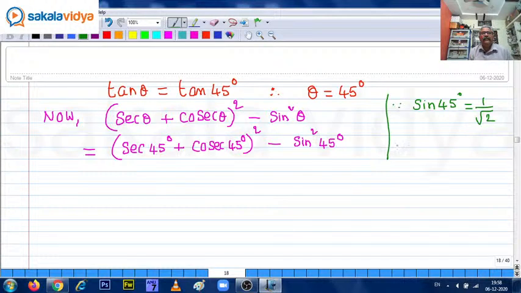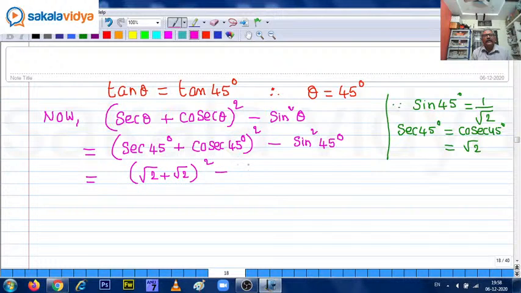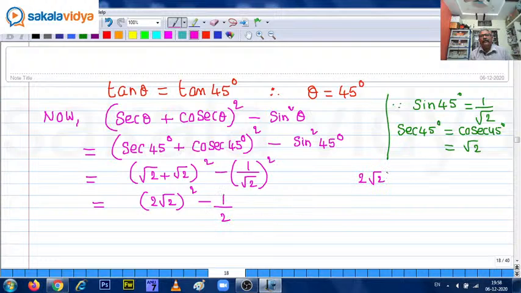Right. So now sec 45 degrees equals cosec 45 degrees equals root 2. Okay, let us do the problem now. Root 2 plus root 2 whole square minus 1 upon root 2 whole square. Root 2 plus root 2 is 2 root 2 whole square, minus 1 upon root 2 square is 2. Let me explain. 2 root 2 whole square means 2 root 2 multiplied by 2 root 2. See, 2 into 2 is 4. Root 2 into root 2 is 2. 4 into 2, 8. 2 root 2 whole square is 8.